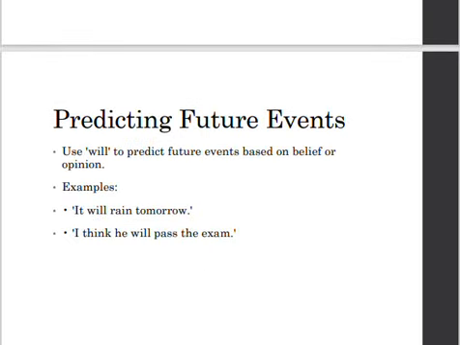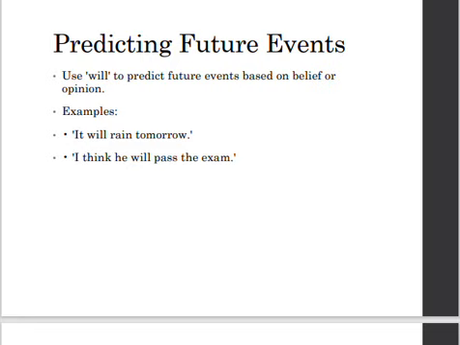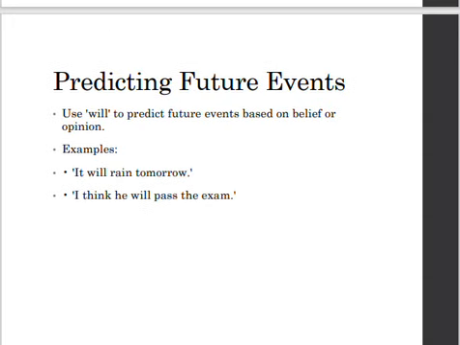Now let's focus on predicting future events. When we want to predict something based on belief or opinion, we usually use will. For example, "It will rain tomorrow," or "I think he will pass the exam." In these sentences, the speaker is making a prediction based on what they believe, but not on evidence that they can see.